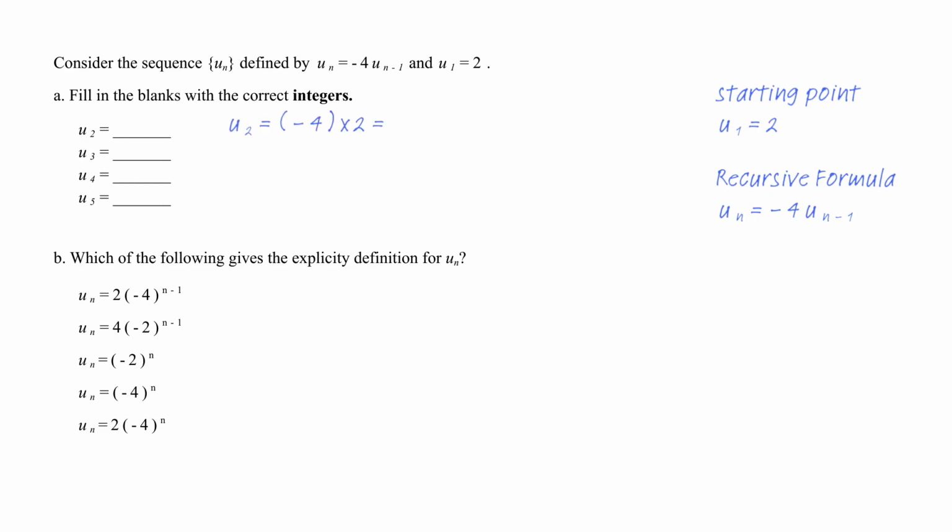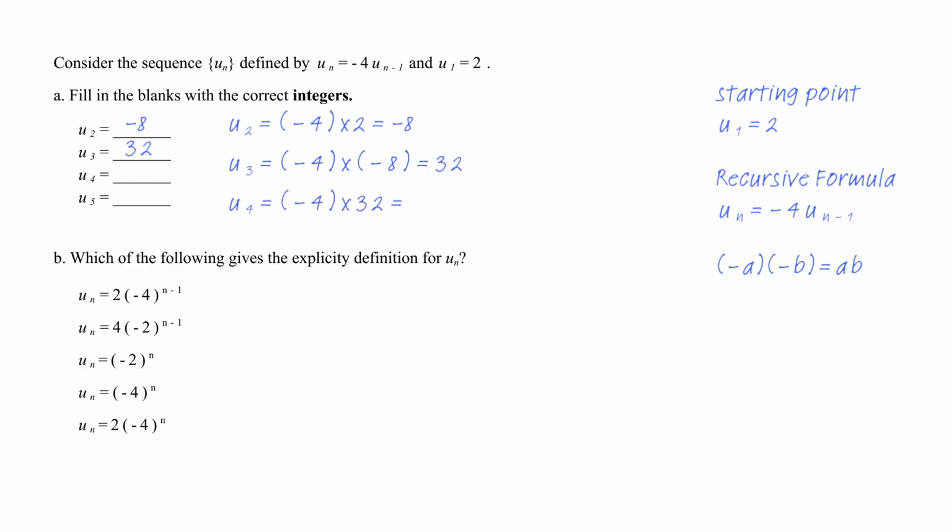To find U sub 2, multiply the first term, 2, by -4. This is equal to -8. To find U sub 3, multiply the second term, -8 by -4. Remember, a negative times a negative is a positive. So U sub 3 equals 32.